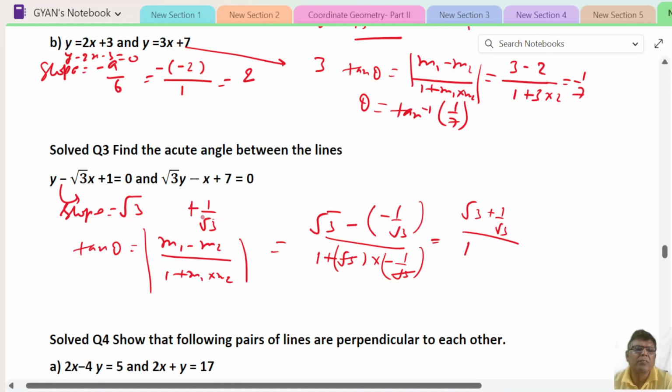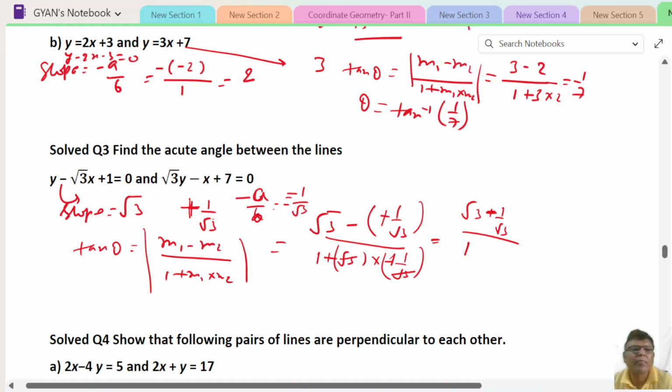Sorry, this is also plus. This is also plus. This is minus minus. This is plus. So this is minus. And this is plus. So they cancel. So 1 1 2. This is plus. Correct? No. This is plus. By minus b by a minus a by b. A is minus 1 divided by root 3.